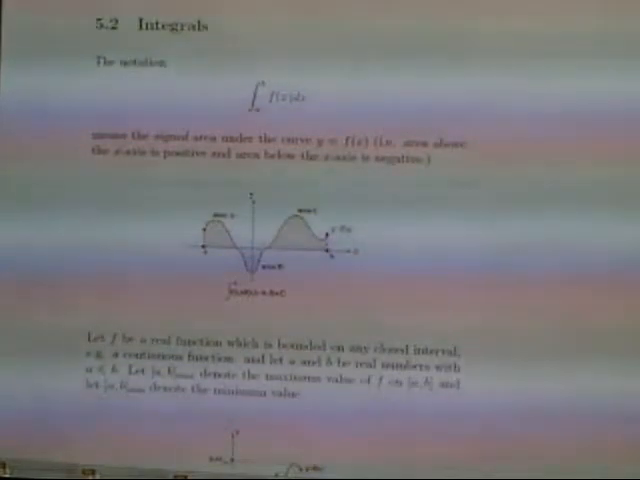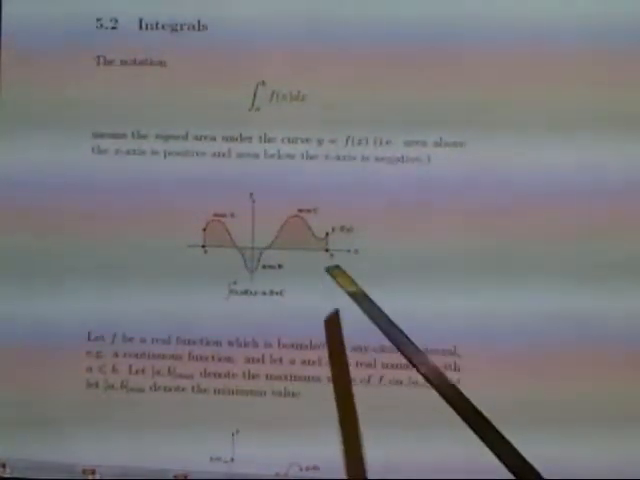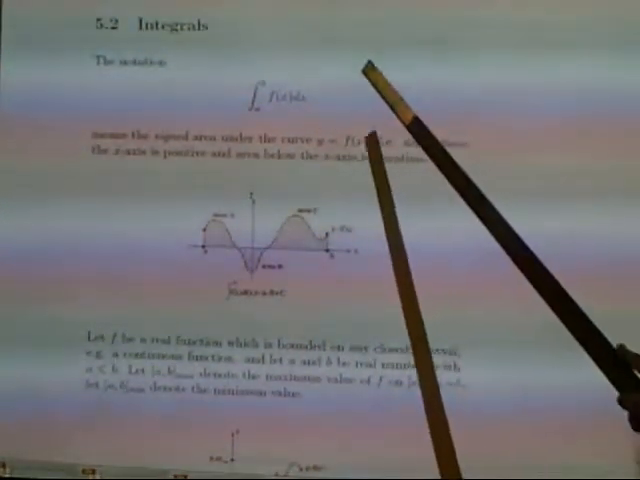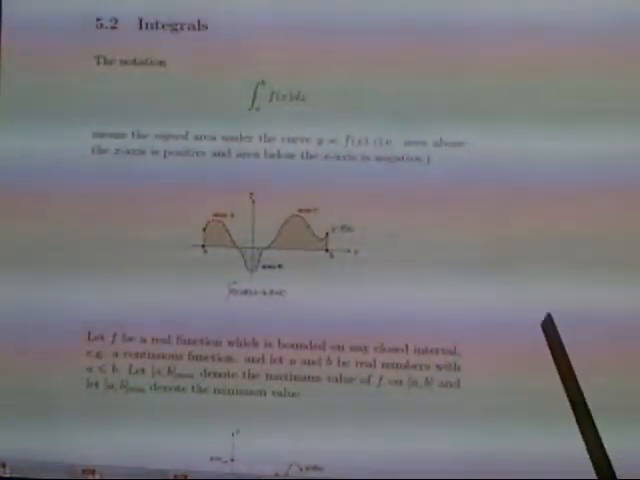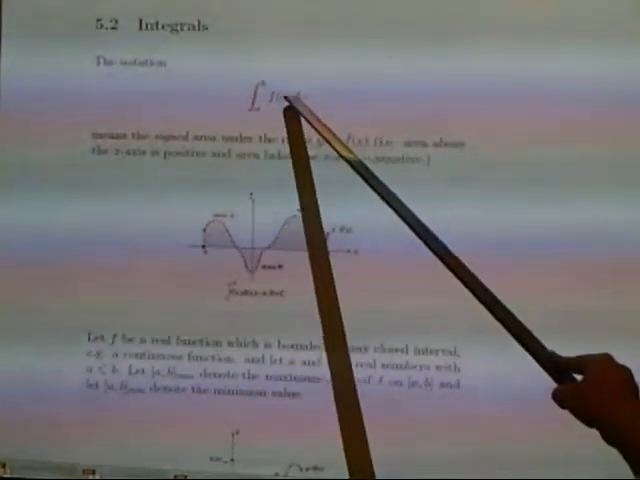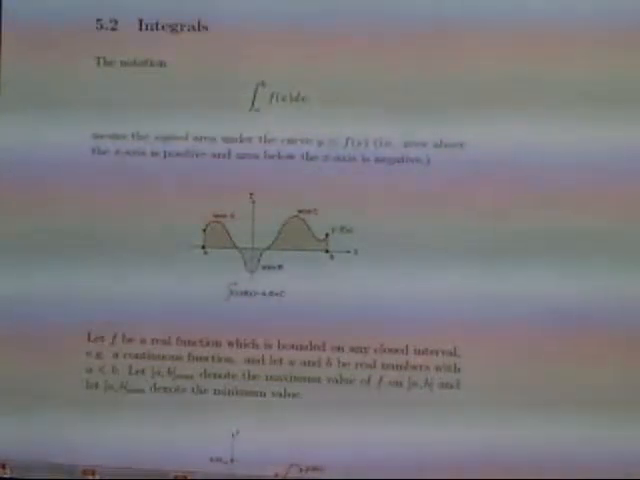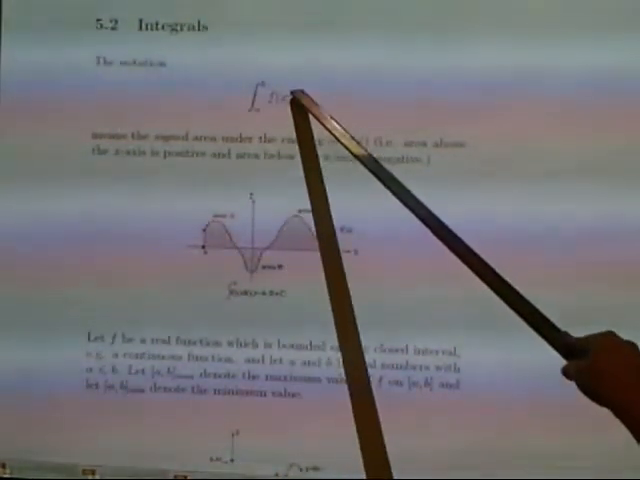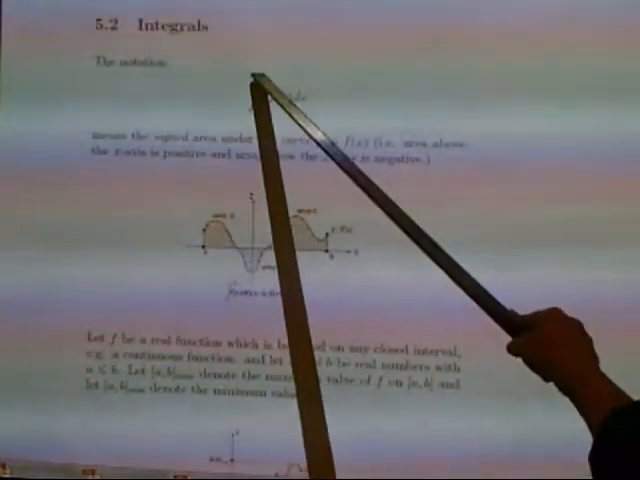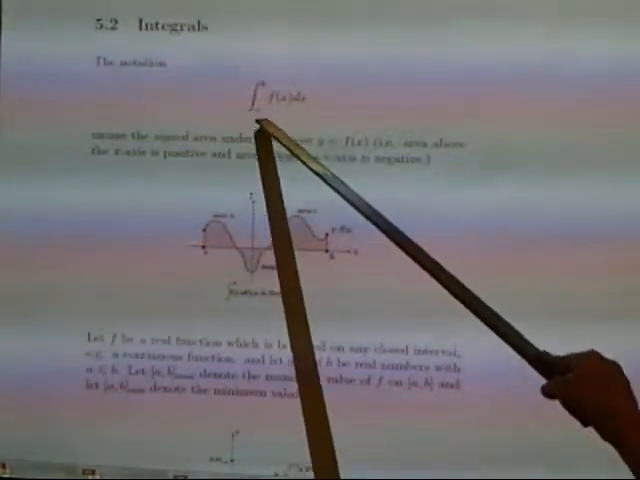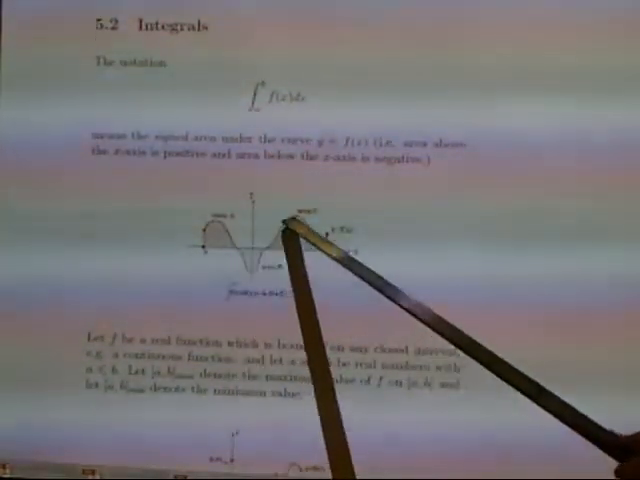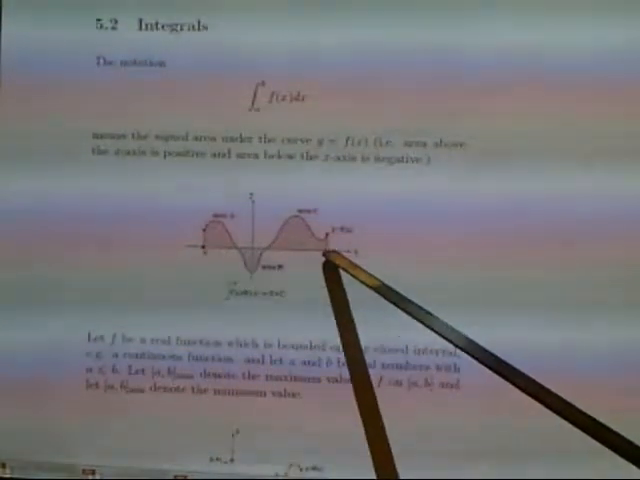Differentiation is finding the rate of change. Integration is finding the area. Differentiation looks at the rate of change, while integration gets the area. So integration looks at the area under the function f of x dx.